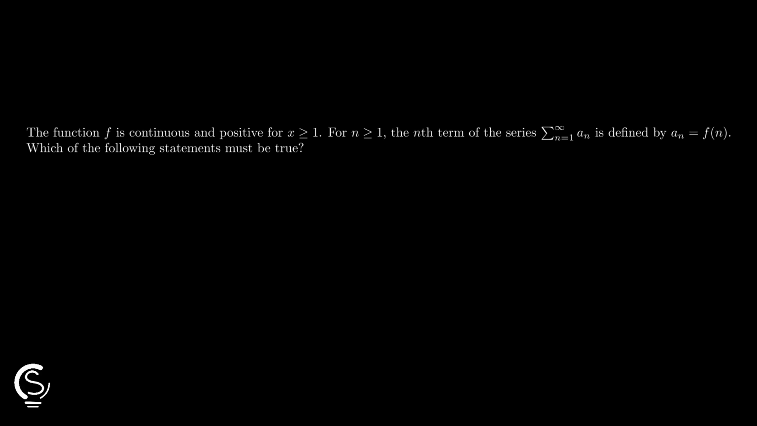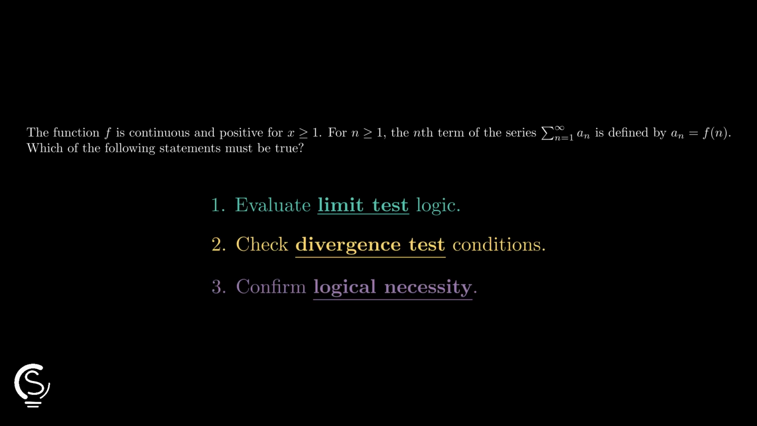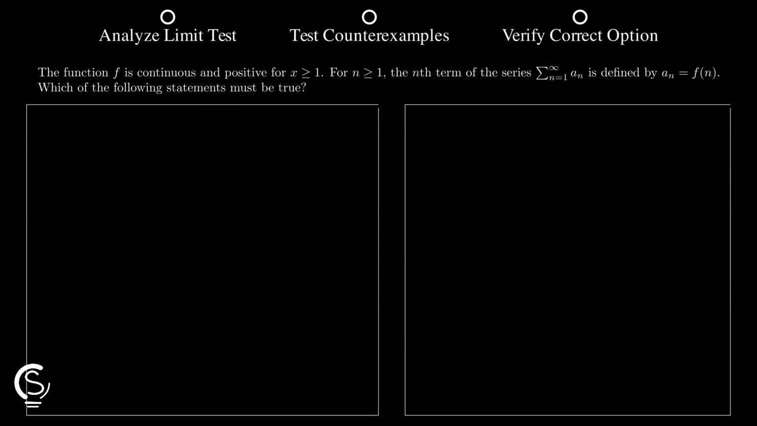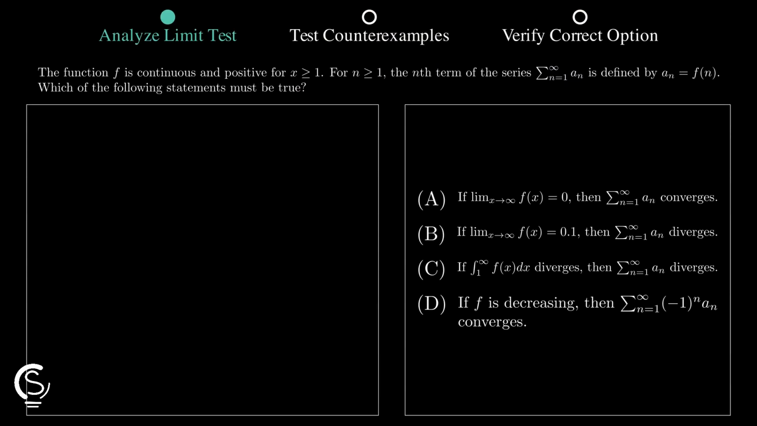Calculus problems like this series question often look tricky, but we can solve them quickly by evaluating the limit test logic to find the correct answer. The divergence test states that if the limit of the terms is not 0, the series must diverge. Here, the limit is 0.1, which is clearly not 0. You got this.